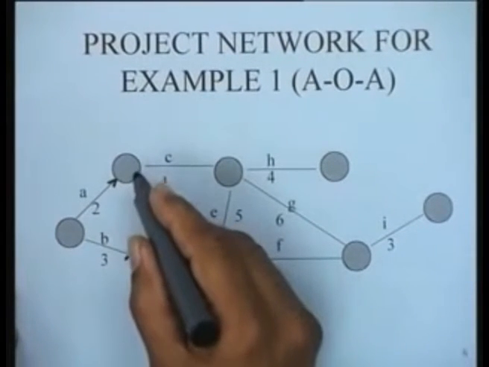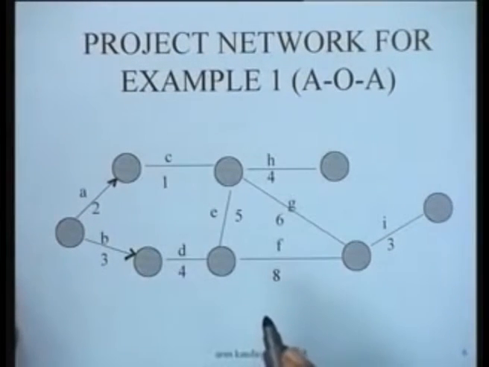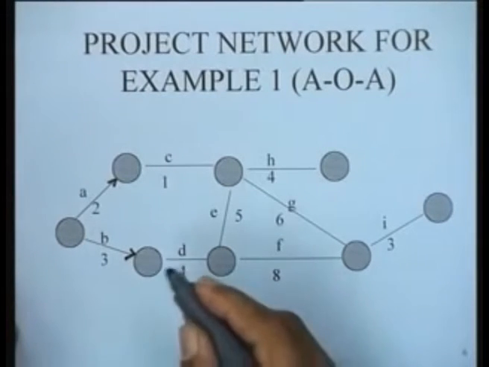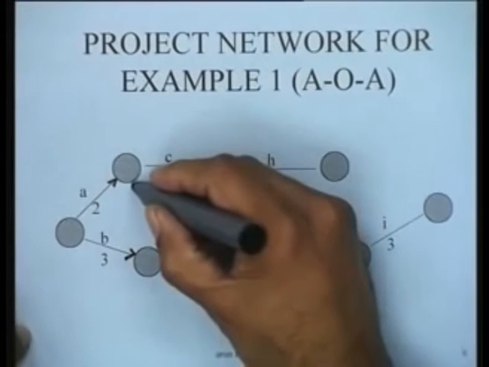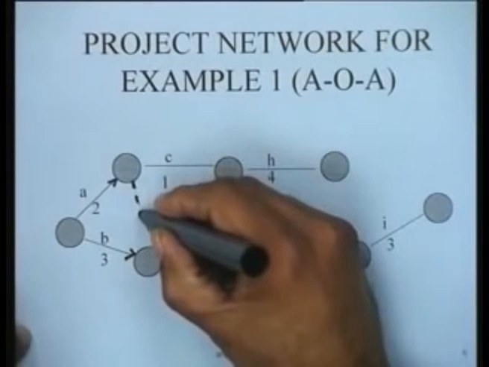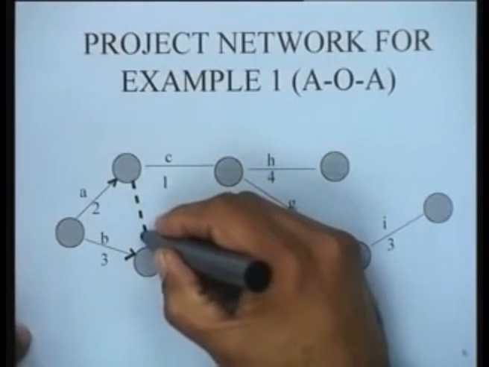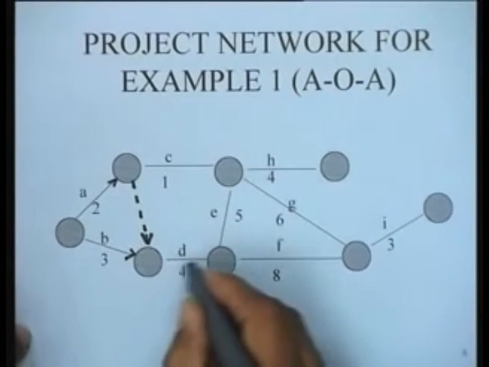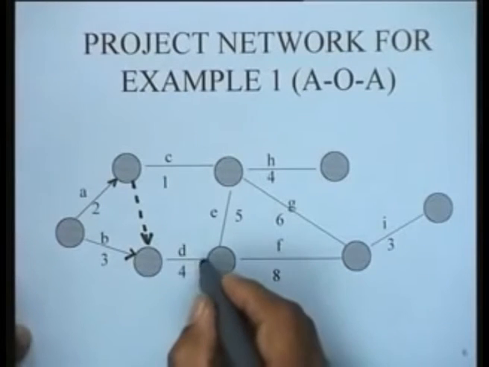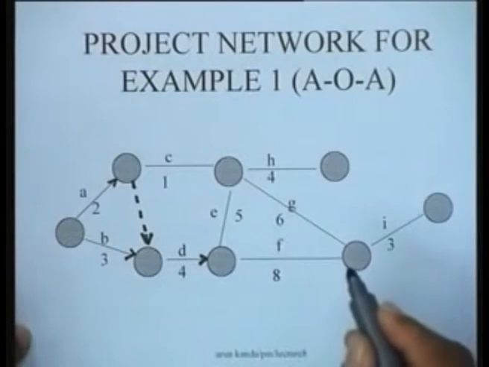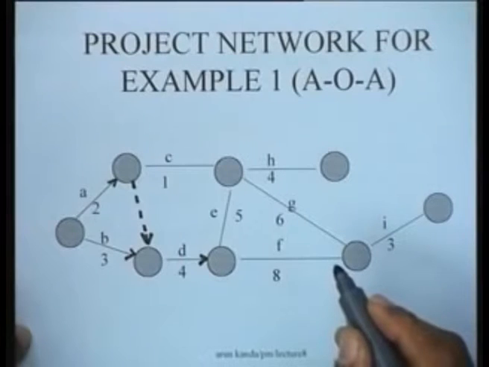C has predecessor A as shown here, but activity D has predecessors both A and B. So, what we need is to add a dummy activity from here to here, showing that activity D now has predecessors both A and B as per the requirements. Then we talk about activity E.